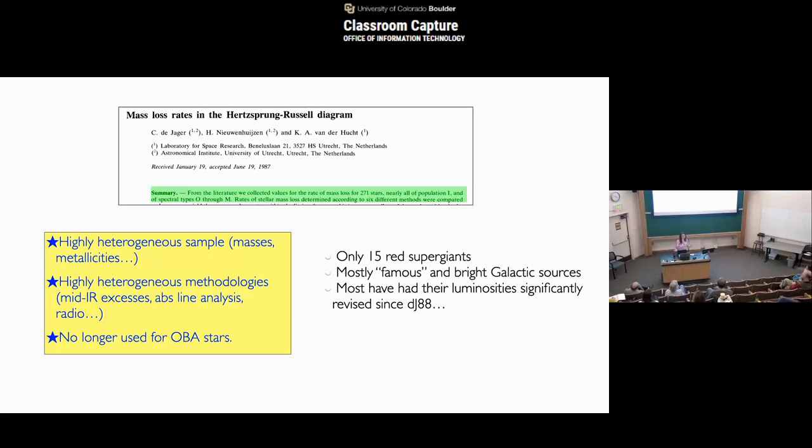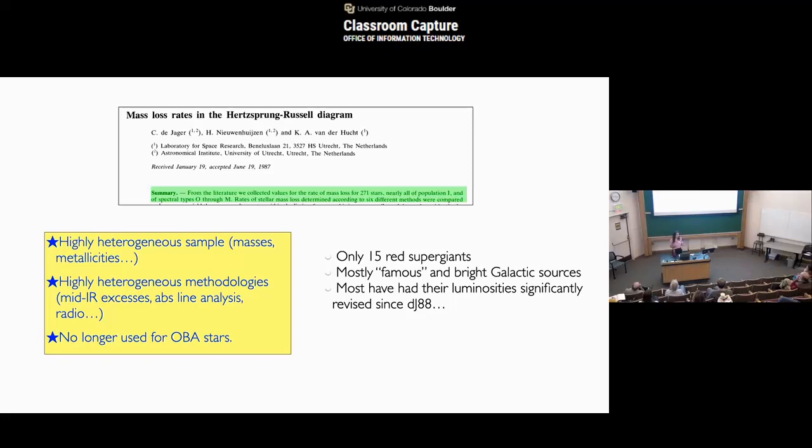There were no controls for initial mass. There was no control for metallicity. There was no control for the method used to calculate mass loss rate. And for the red supergiant phase, it actually only includes a handful of red supergiants, mostly the famous ones that are nearby, like Betelgeuse or VY CMa.